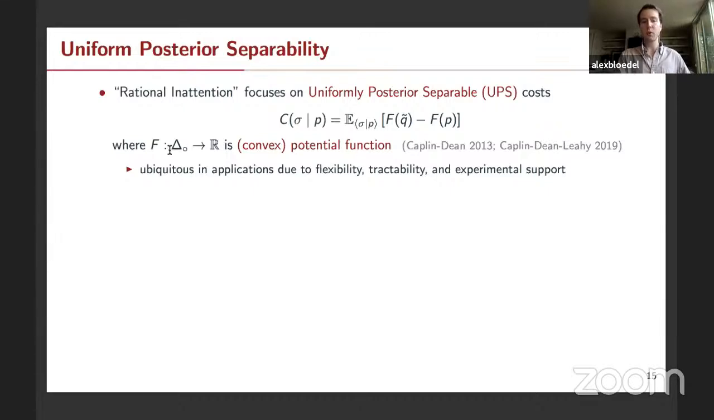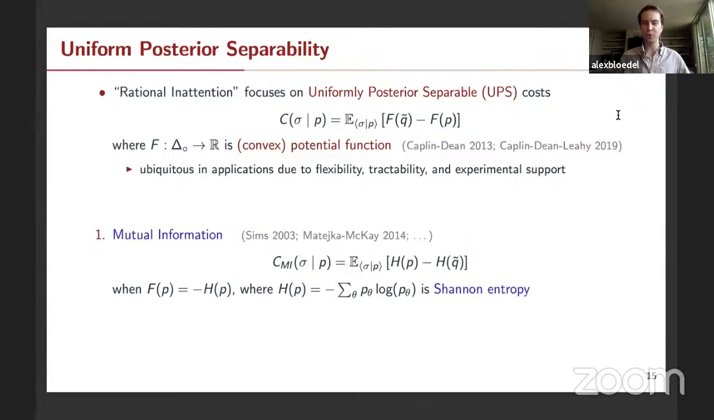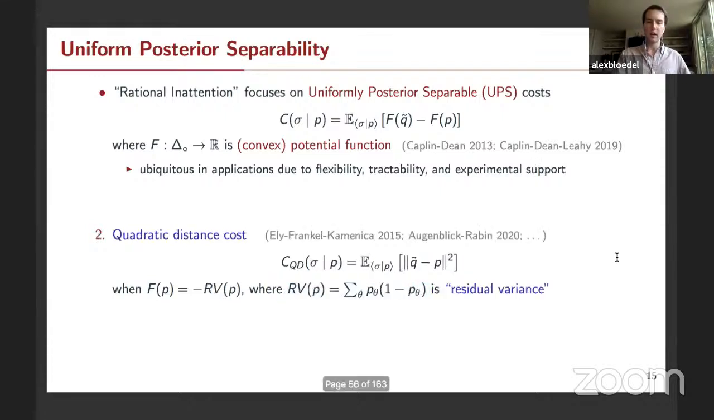And this change in beliefs is quantified by a convex potential function f defined on the space of beliefs, so that the cost of an experiment is measured by the expected change of this potential function from the prior p to the posterior q. So the most familiar example of this is mutual information, which you get when the potential function is proportional to Shannon entropy. Another popular example is where the cost is measured by the expected change in the squared Euclidean distance between beliefs, which is gotten when the potential function is proportional to what's sometimes called the residual variance of beliefs.